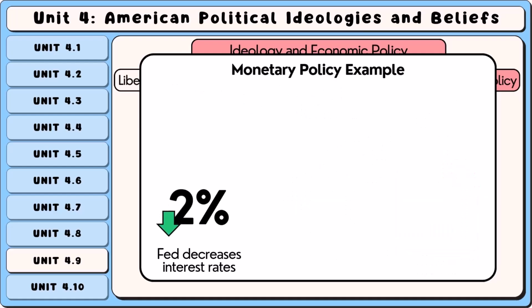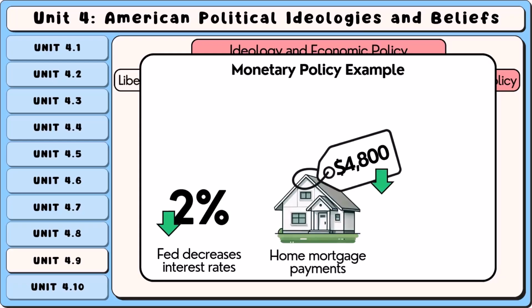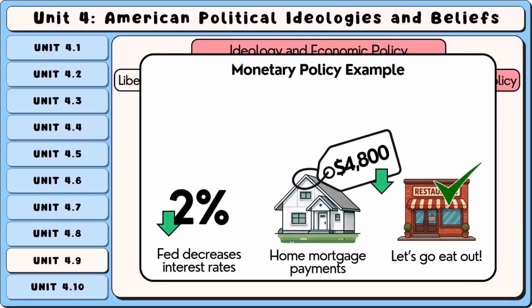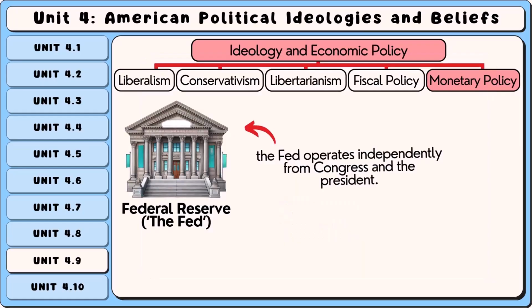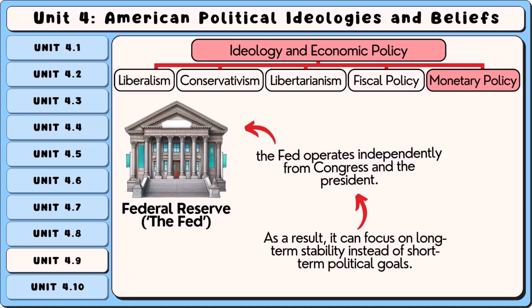When the Fed decreases interest rates, the opposite happens. Your parents' mortgage payments may decrease, giving them more money to spend in the economy, causing the economy to speed up again. Importantly, the Fed operates independently from Congress and the president, meaning it can't be ordered to raise or lower interest rates by politicians. As a result, it can focus on long-term stability instead of short-term political goals.